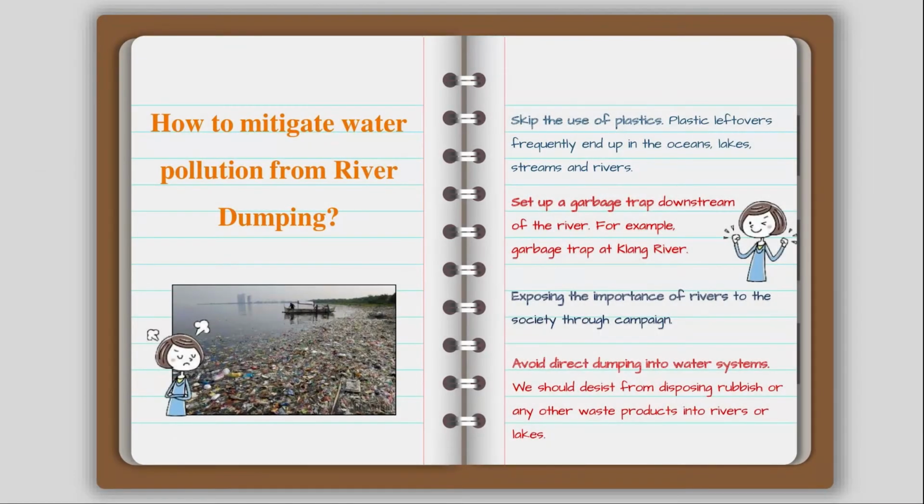How to mitigate water pollution from river dumping? Skip the use of plastics. Plastic leftovers frequently end up in the oceans, lakes, streams, and rivers. Set up a garbage trap downstream of the river. For example, the garbage trap at Klang River.